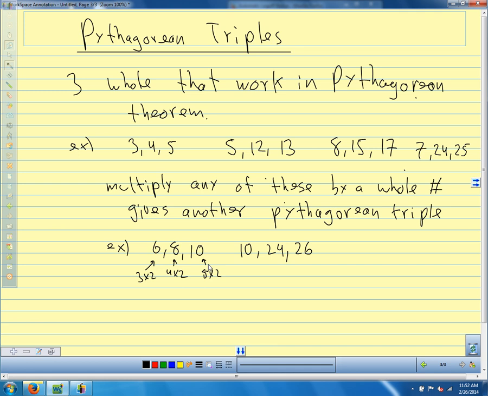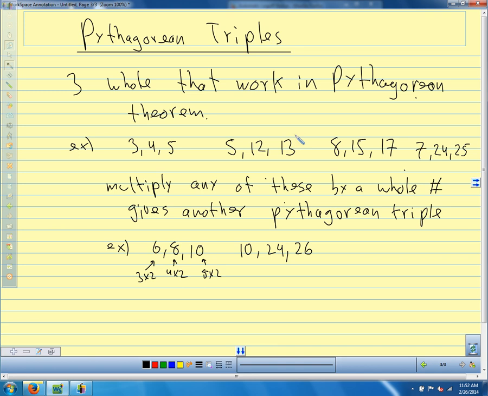It would be guaranteed that it would work in the Pythagorean theorem. Is every triangle like this? No, not every triangle is like this. We just give a special name to right triangles that have whole numbers for sides. So there are no fractions, there are no decimals. So if all 3 sides are a whole number, we call that a Pythagorean triple.